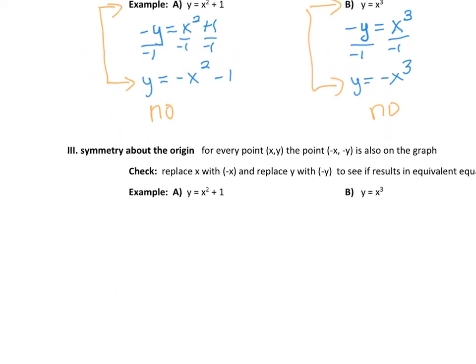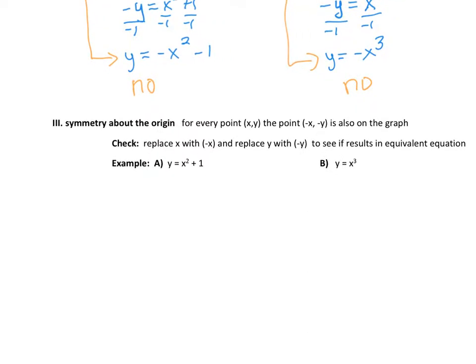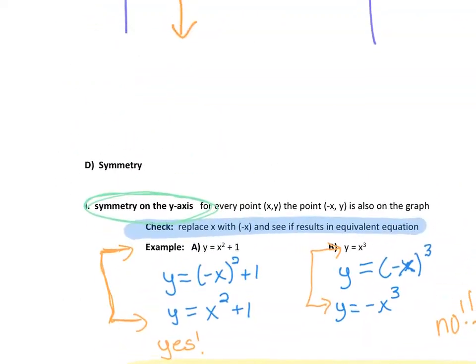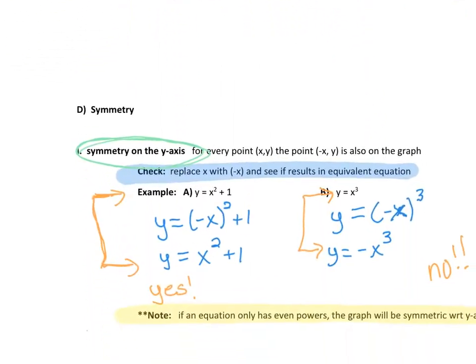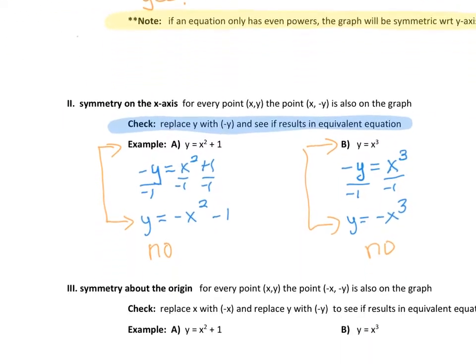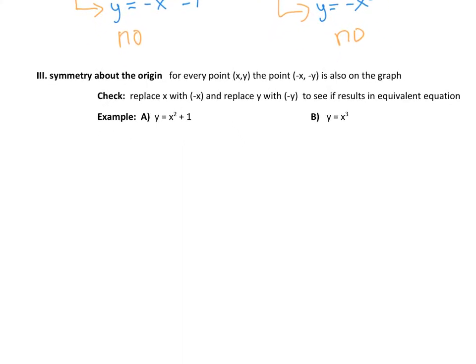Okay. Lastly, we want to determine whether or not a graph can have symmetry around the origin. And that's what this first graph was looking like, if you think about it. I didn't specifically say it that way, but that's what it's referred to as, symmetry over the origin. Another way of saying it is that it's symmetry across both axes, both the x and the y axis. So if you notice, we are going to replace both x with negative x and y with negative y.